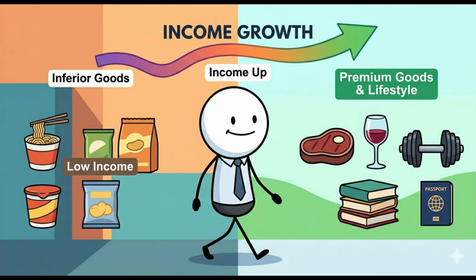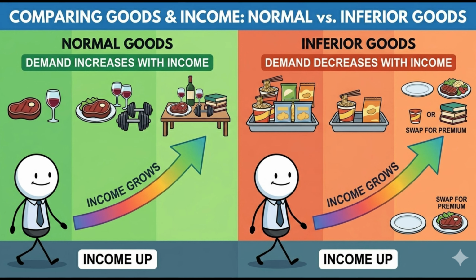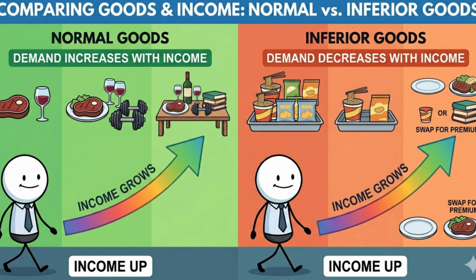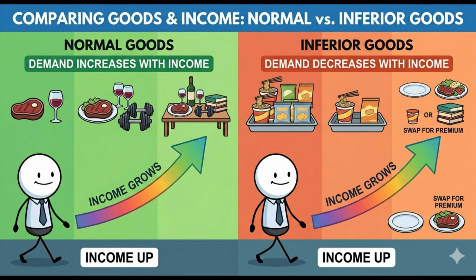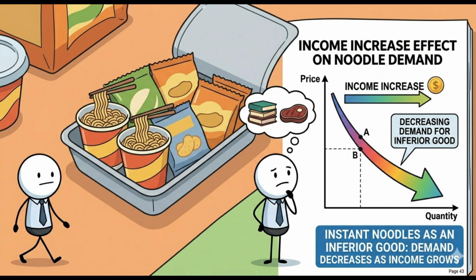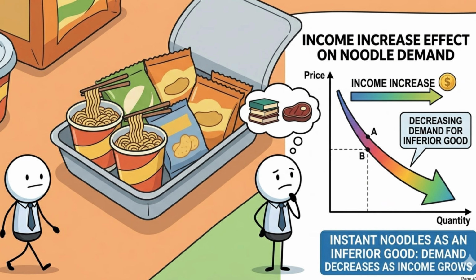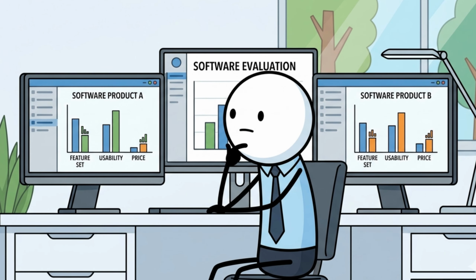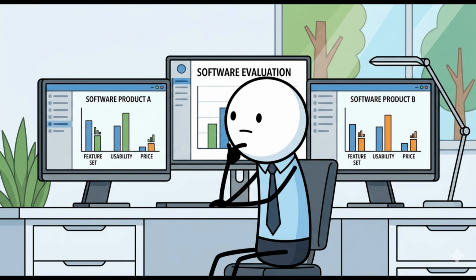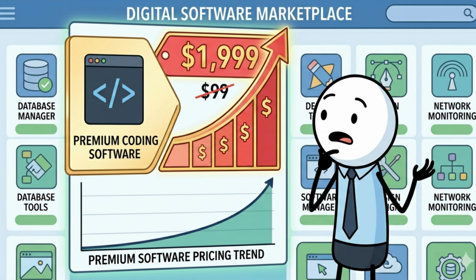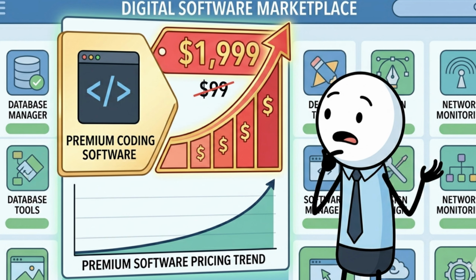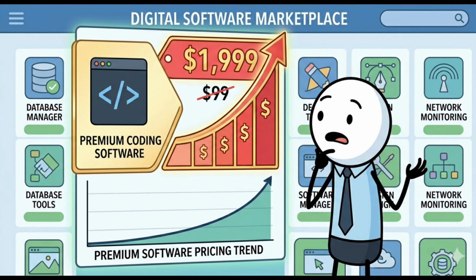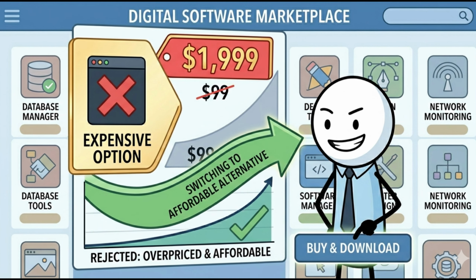The second factor shifting John's demand is the price of related goods. These come in 2 forms: substitutes and complements. Substitutes are goods that can be used in place of each other. If the price of a premium coding software rises, John might buy more of a cheaper, similar software instead. Complements are goods that are used together. If the price of high-end computers falls, John might buy more software because he now has the hardware to run it. John's demand for software is tied to the price of the hardware he needs.